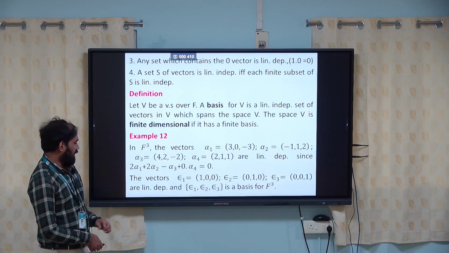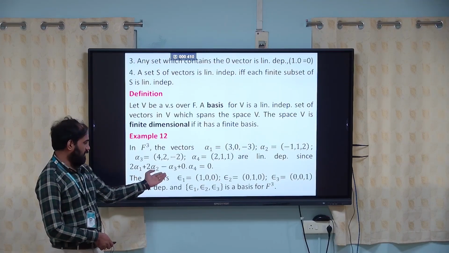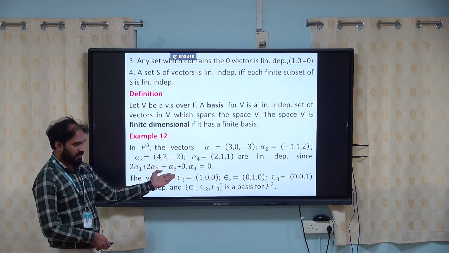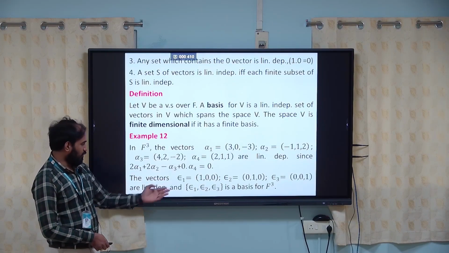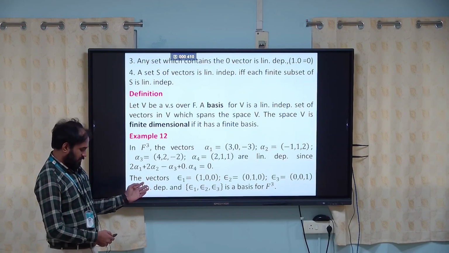I am considering another example. The vector E1, that is (1, 0, 0). The vector E2, that is (0, 1, 0). The vector E3, (0, 0, 1), are linearly independent. You can write the linear combination.